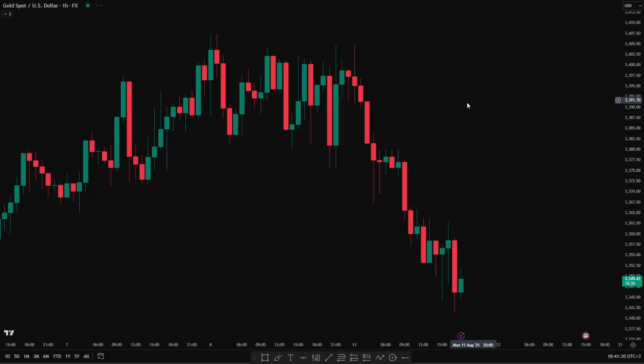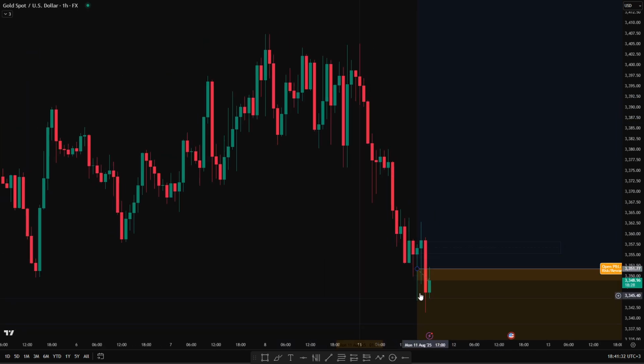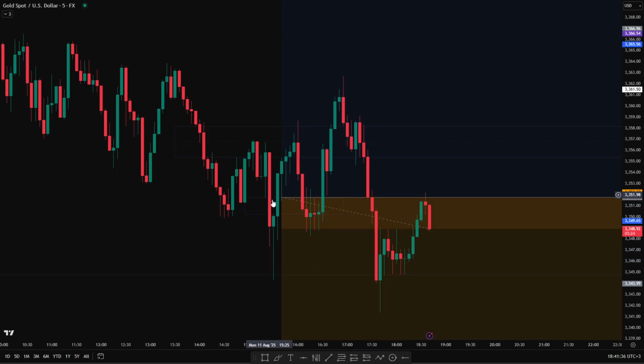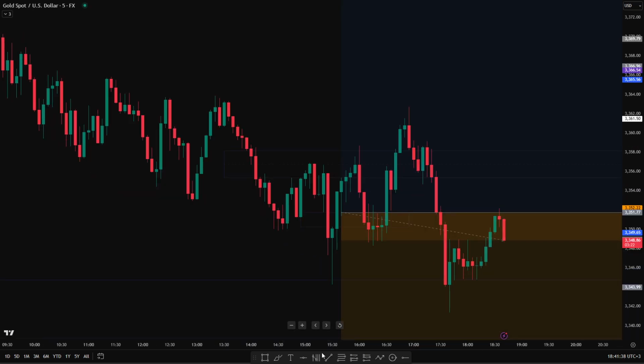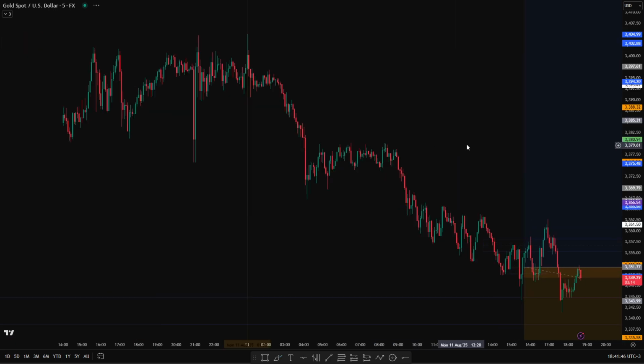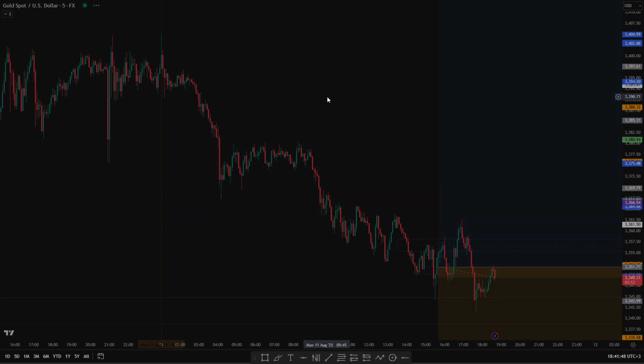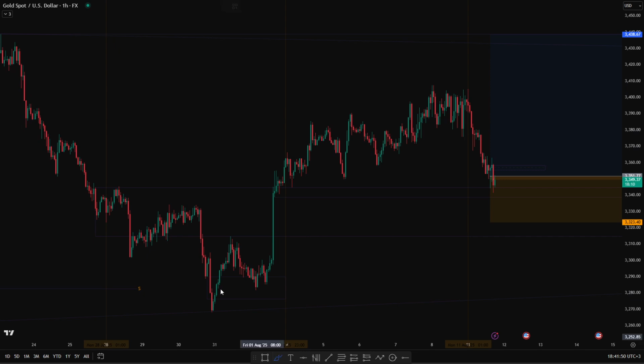So I went down on the 1-hour time frame. I saw that price already tested this level over here, and on the 5-minute time frame I took this fair value gap as inverse, and then I entered here as a confirmation that we're going to the upside, and of course I protected my stop loss with this low over here.